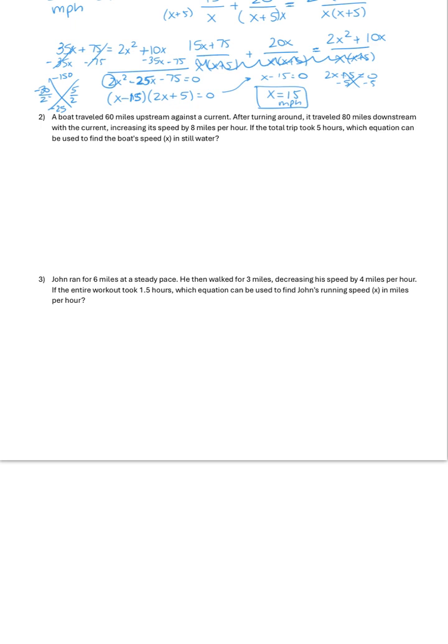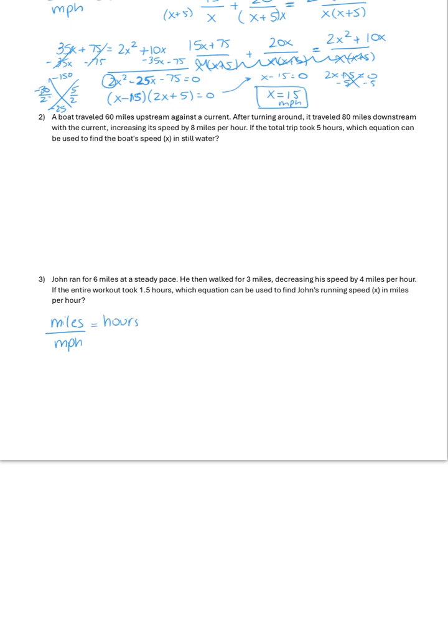John ran for 6 miles at a steady pace. Then he walked for 3 miles, decreasing his speed by 4 miles an hour. If the entire workout took 1.5 hours, which equation can be used to find John's running speed in miles per hour? So, remember, we're going to do miles divided by miles per hour, and that's going to tell us how many hours he was out there.